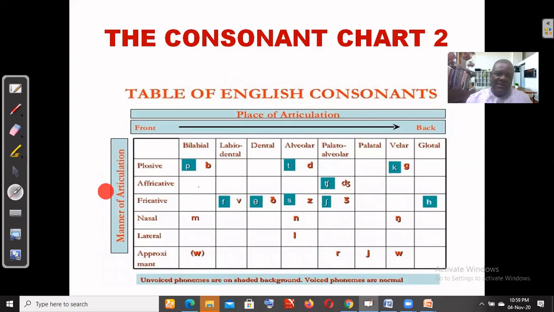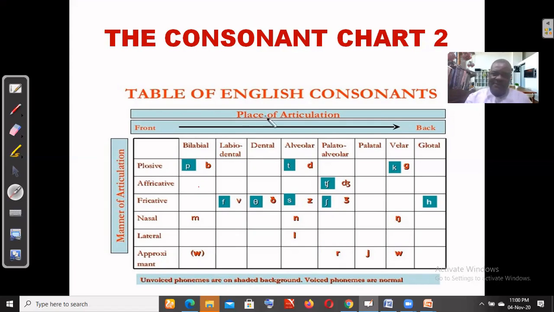This is manner of articulation, and here you have place of articulation. So these are very important. And then you look at critical factors for determining how our consonant sounds are articulated. How is the sound produced? Where is the sound produced? Is it voiced or voiceless? These are the 3 parameters.